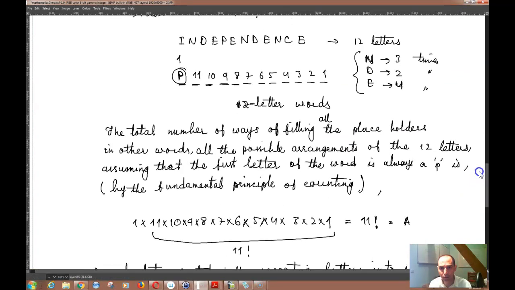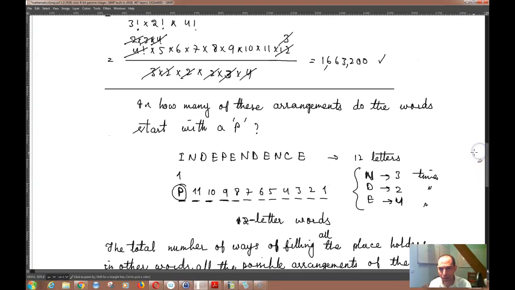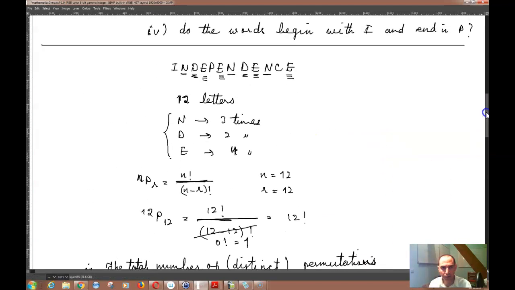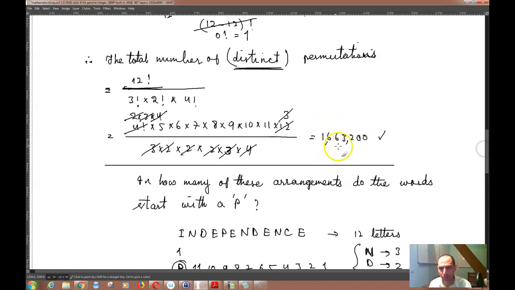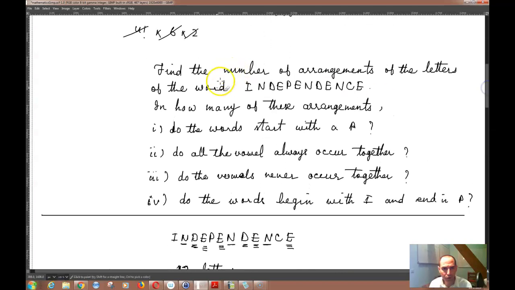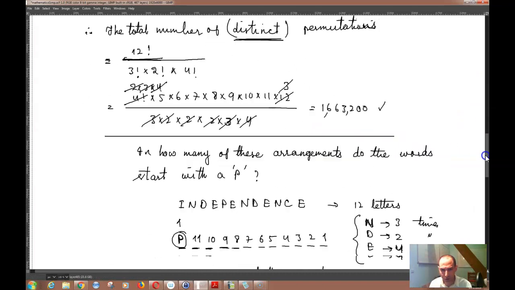Okay, so the next part of this question is basically in how many of these permutations, which was basically these permutations here, around 1,663,200, in how many of those permutations do all the vowels always occur together? So all the vowels occurring together.